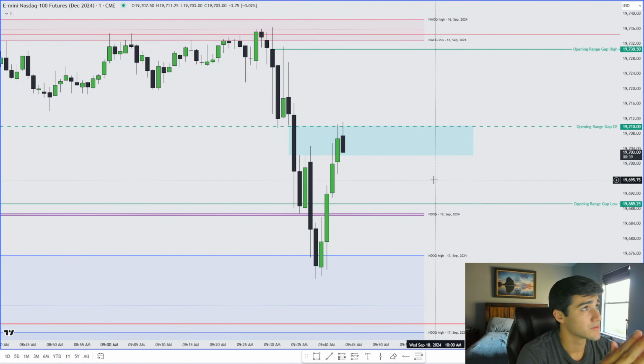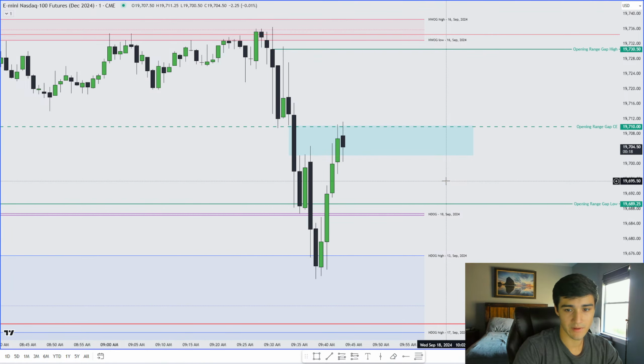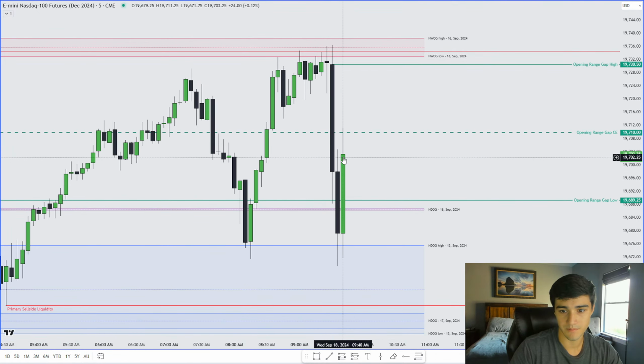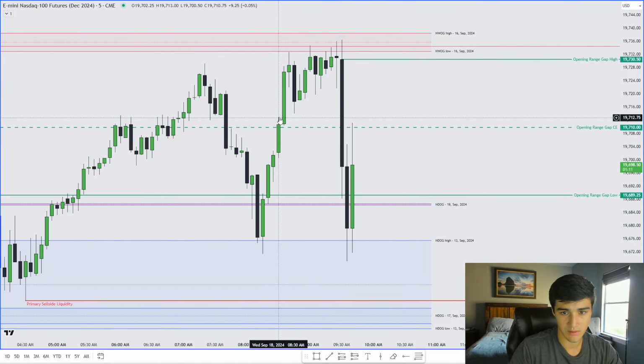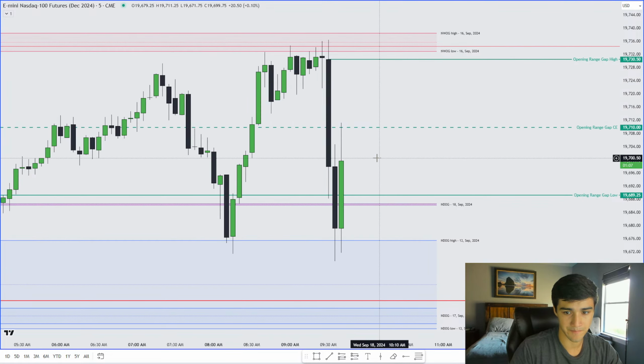Now we're trading back up into an imbalance on the 5-minute. Let's see how this 15-minute candle closes in the next minute. So today is a day where I'm not expecting precision. I'm not expecting quality setups to be present because we have FOMC tomorrow or later today. So here's the 5-minute. We're trading up into that imbalance here. We have this inversion fair value gap as well. So we have a bit of a balanced price range.